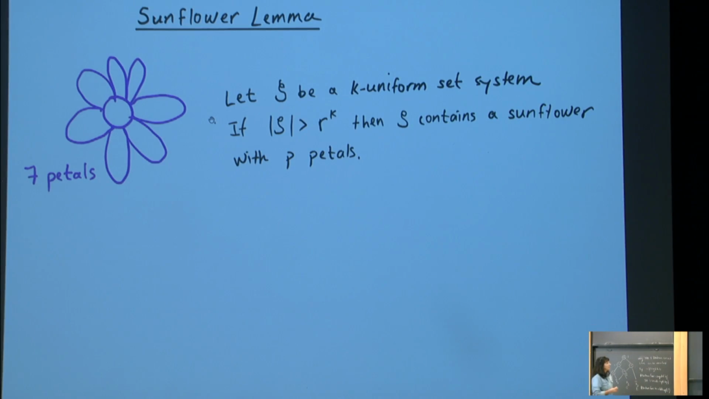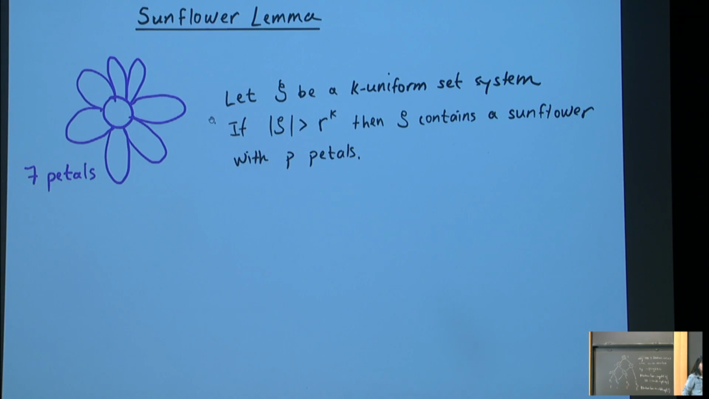Okay, so the sunflower lemma: you have a k-uniform set system, which means all the sets in capital S have size k. The lemma states, where r is a parameter that depends on p and k, and you want r to be as small as possible, that as long as the set system is large enough, at least as big as r to the k, then it must contain a sunflower with p petals. And a sunflower looks like this. It's a subset of the sets in the set system where they have a common intersection, which is the core, and then the other parts are all mutually disjoint.